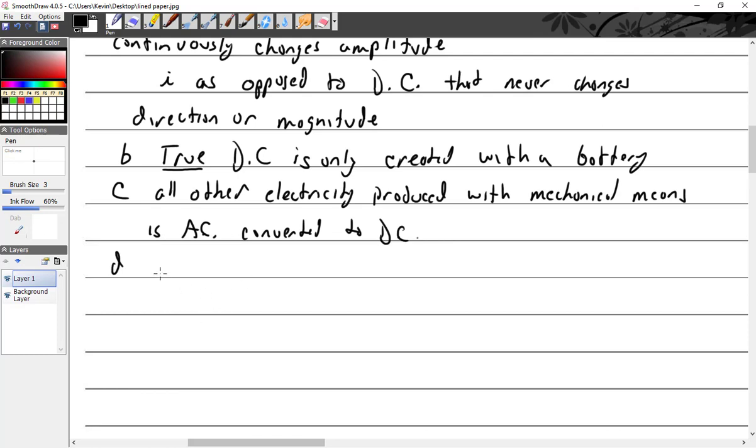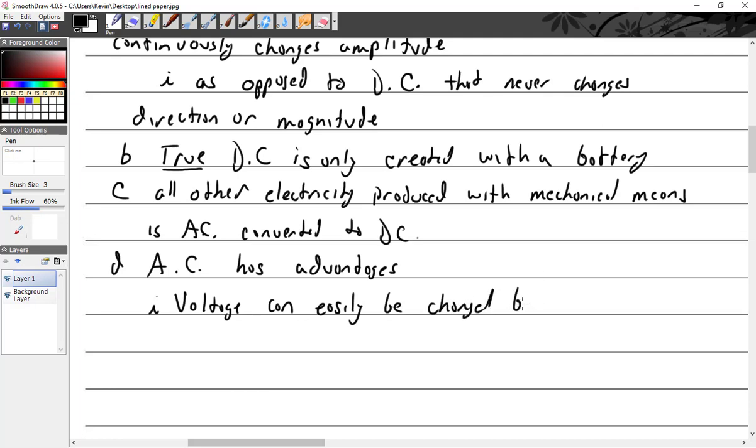So, all right, AC has some advantages. Quite a few, actually. One, voltage can easily be changed by transformers. We'll talk about transformers next week, I believe.